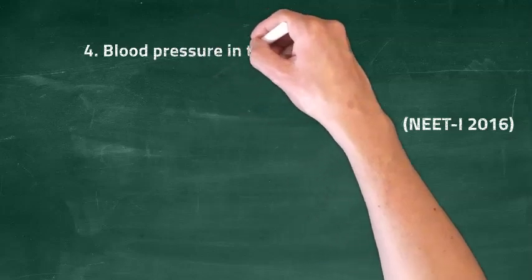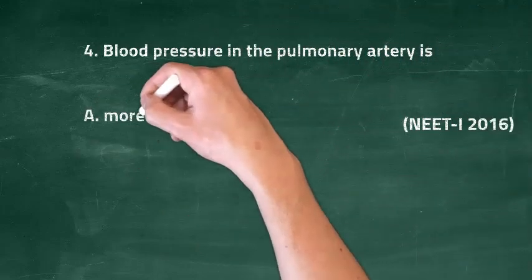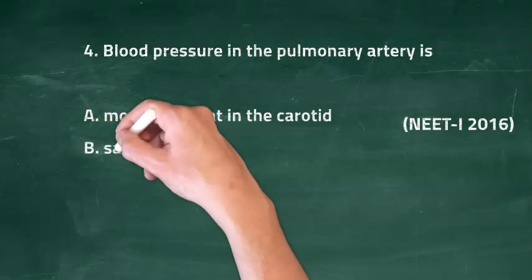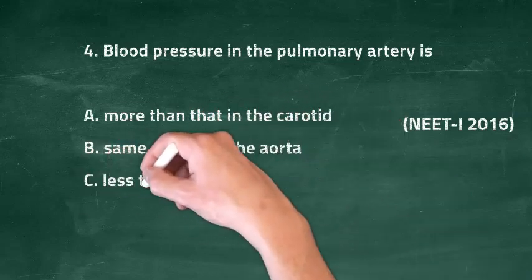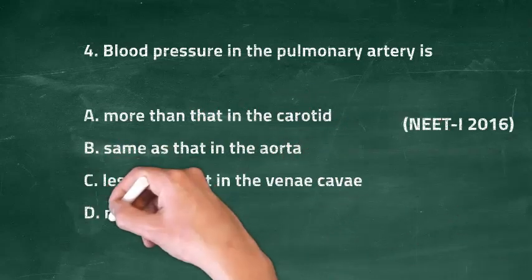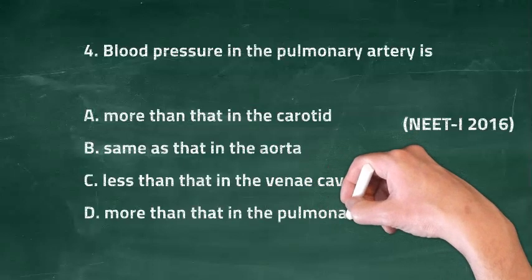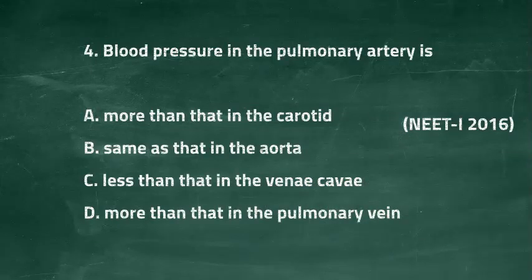Question fourth. Blood pressure in the pulmonary artery is: option A, more than that in the carotid. Option B, same as that in the aorta. Option C, less than that in the venae cavae. And option D, more than that in the pulmonary vein. So the right answer is option D, which is more than that in the pulmonary vein.